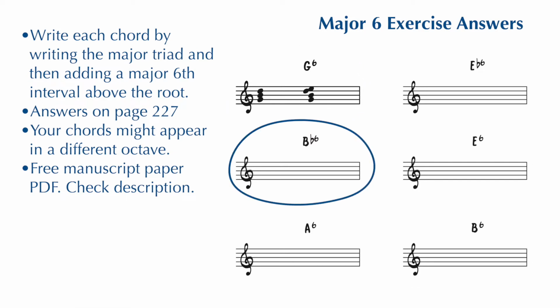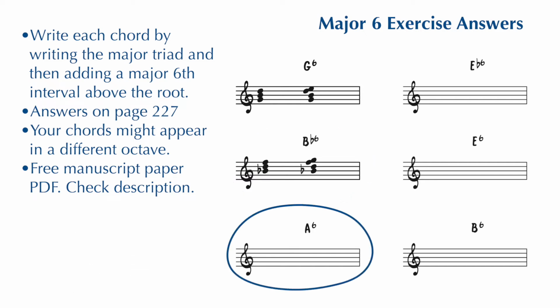Number 2, B flat 6. First write a B flat major triad. That's going to be B flat, D, and F. Next, we add a major 6th above the root of the chord. The root of the chord is B flat. Major 6th above B flat is G. Stack all those notes together. You have B flat, D, F, G, or B flat 6.